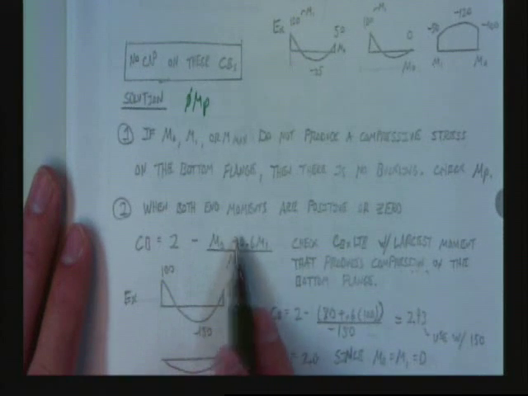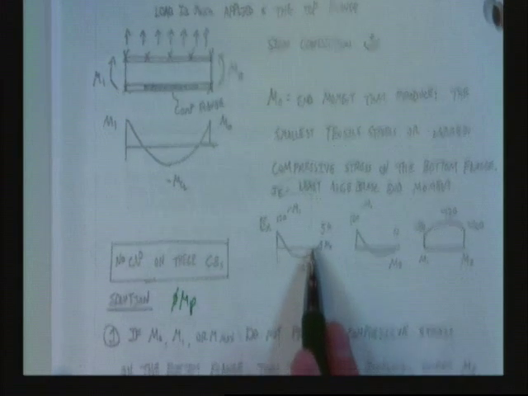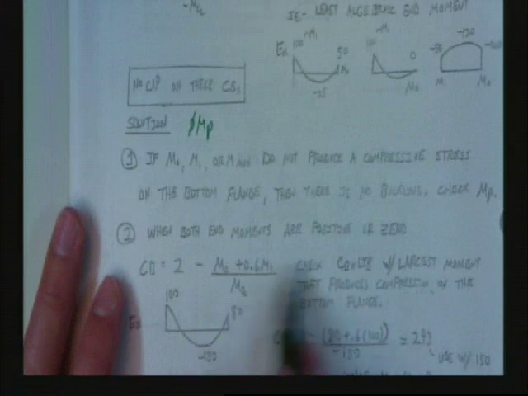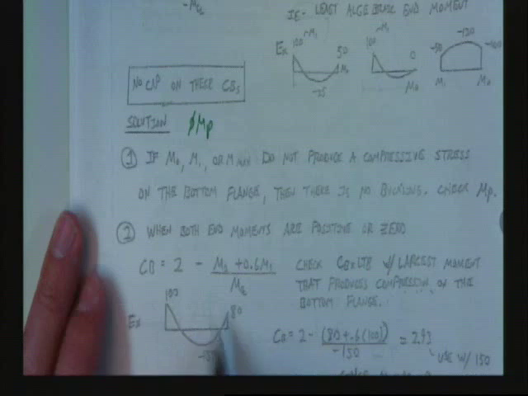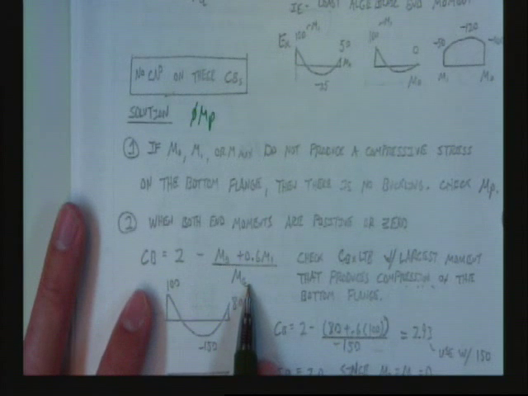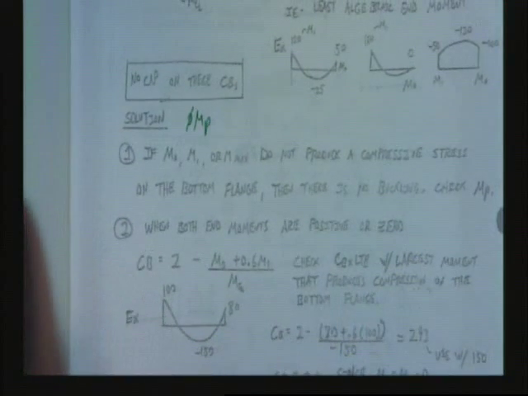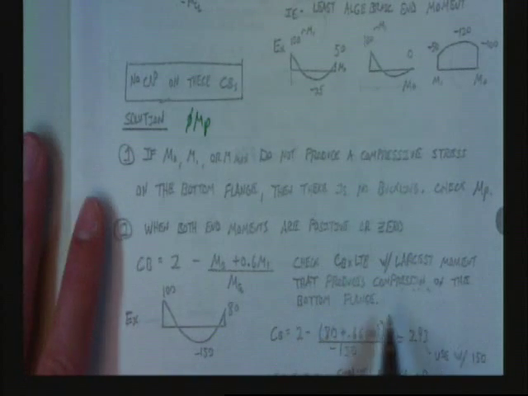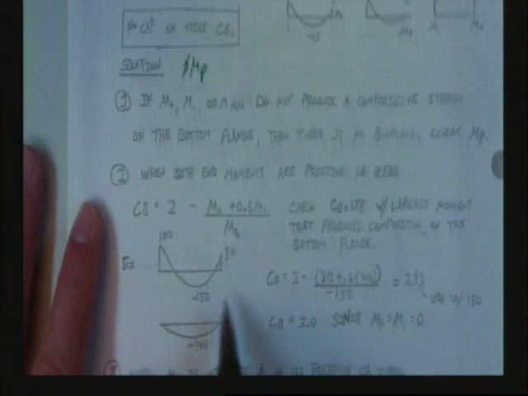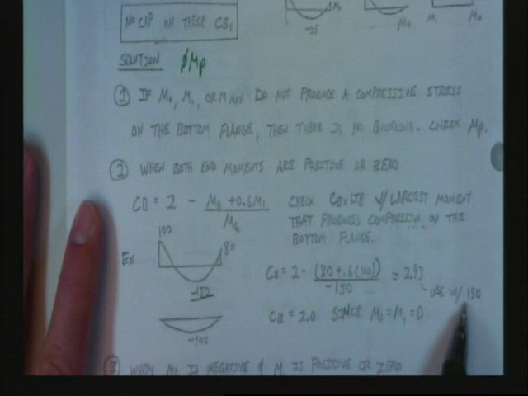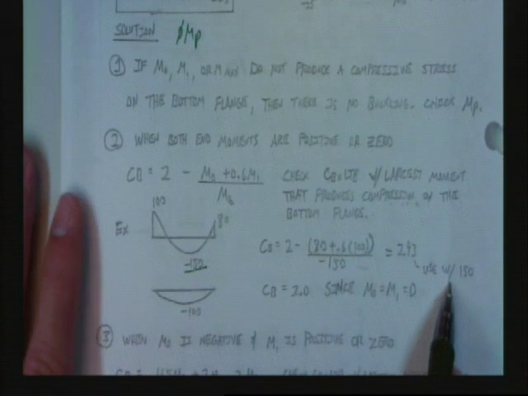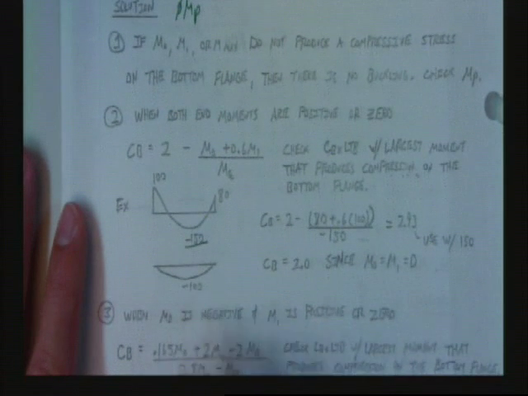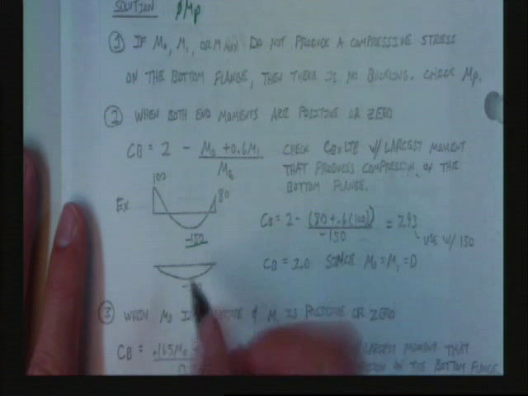When both end moments are positive or 0, that's like this scenario. When both end moments are positive or 0, use this C sub B. Check C sub B times the lateral torsional buckling with the largest moment that produces compression on the bottom flange. That's going to be with negative 150 kip feet. Okay? This one's going to be it with negative 100.